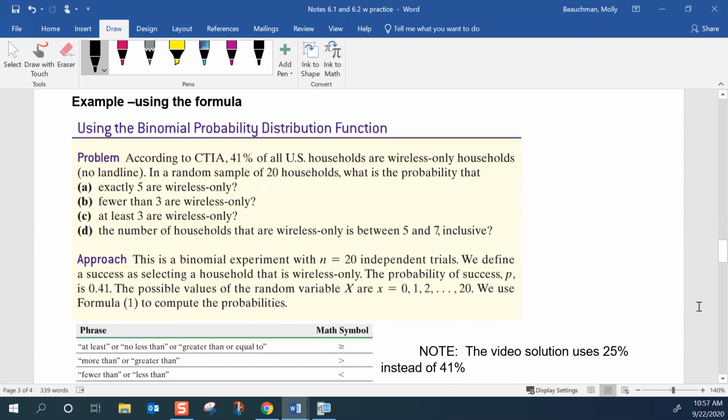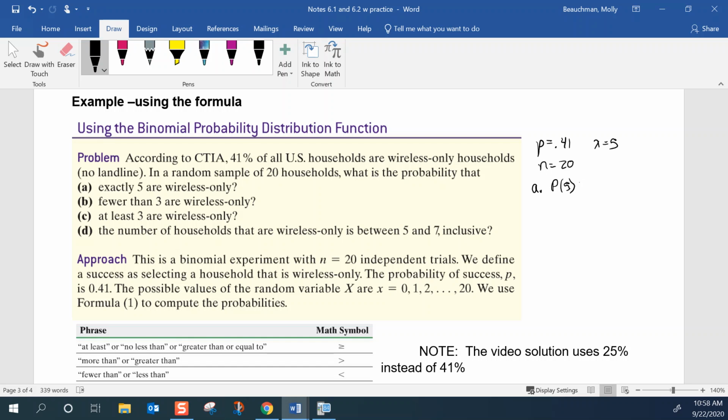So on the problem, we have, according to CTIA, 41% of all U.S. households are wireless-only households, no landline. So I'm going to write probability is equal to 0.41. In a random sample of 20 households, so n is equal to 20, what is the probability that A, exactly 5, are wireless only? So we want the probability of 5, so in this case, x is equal to 5 for part A.